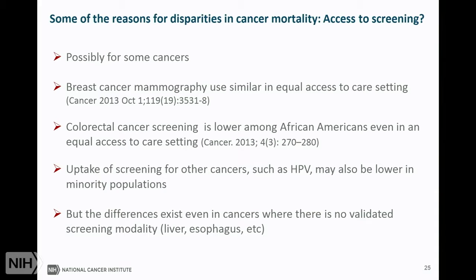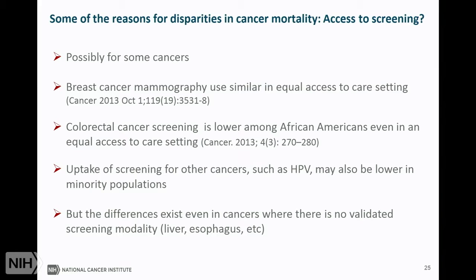So let me explain. There are studies that show that if you look at mammography screening in an equal access to care setting, there's no differential uptake. Now, there are some situations where that is different. We know that even in an equal access to care setting, for example, colorectal cancer screening is lower in African Americans. In regions of Appalachia around the United States, access to screening is low, but even when there is access, uptake is low. And we'll talk a little bit about uptake in a moment.